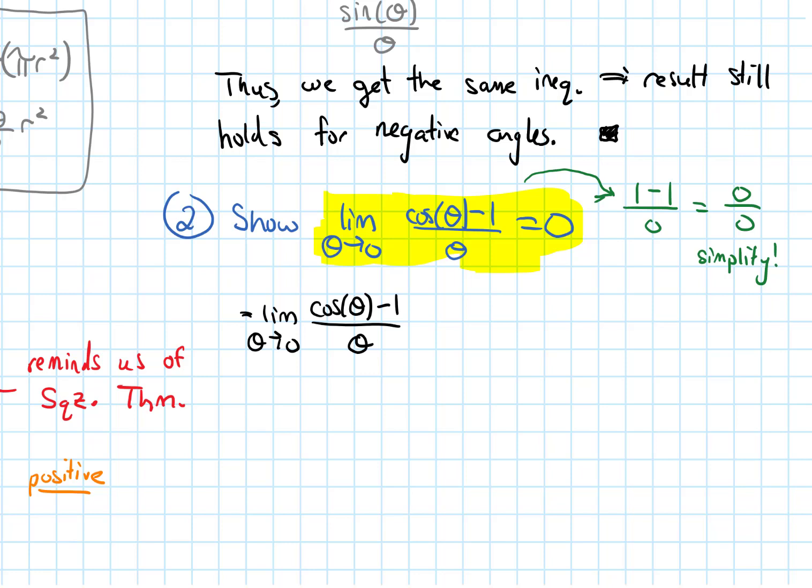To be able to do that, I need to somehow relate cosines with sines. And the key identity from trigonometry is that cosine squared theta plus sine squared theta equals 1. So if I could somehow get a cosine squared in here and maybe a 1, I will somehow be able to rewrite that as a sine squared. And the way I will do that is by sort of multiplying by the conjugate. I'll multiply the top and the bottom by cosine of theta plus 1.